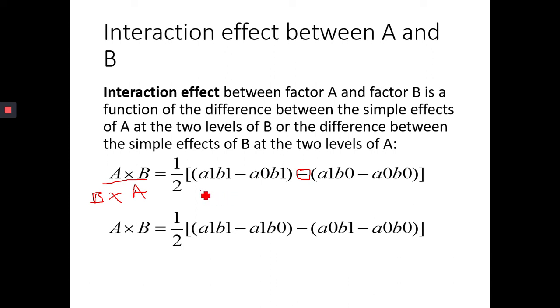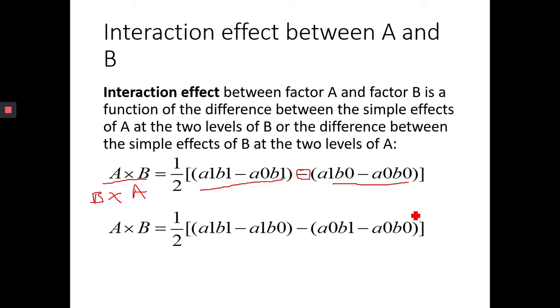Simple effects of A at the two levels of B. So this is the simple effect of A at B1. Simple effect of A at B0, sorry. So the average, here we can divide by 2, and we divide by 2 here, but here we've put the big bracket after factoring out 2 so that we just divide once. So that is the interaction.